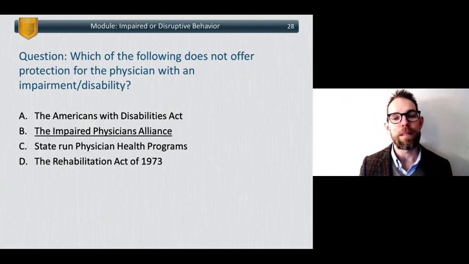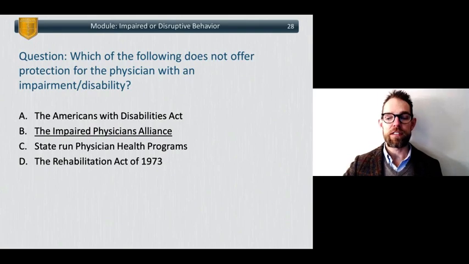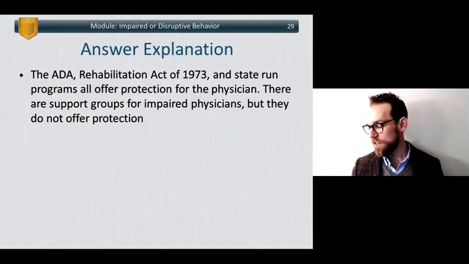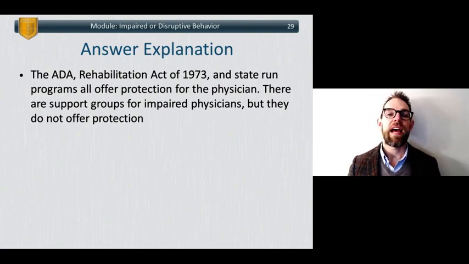And the answer here is B, the Impaired Physicians Alliance. So the ADA, the Rehabilitation Act of 1973, and state-run programs, those all offer protection for the impaired physician. And while there are support groups for impaired physicians, those don't offer protection.